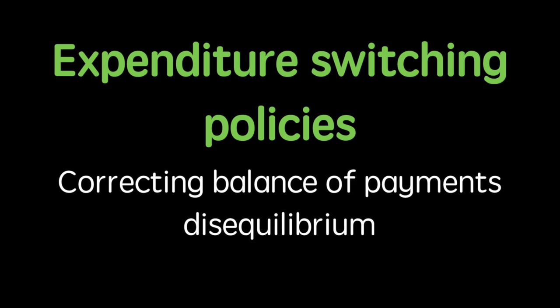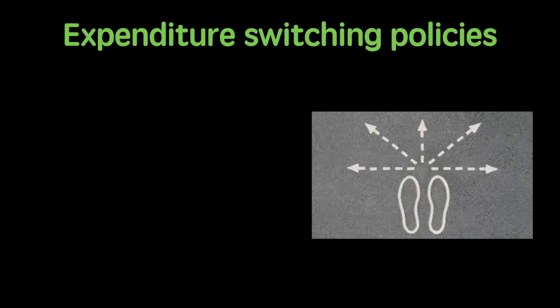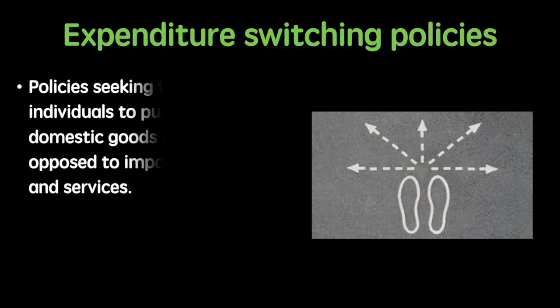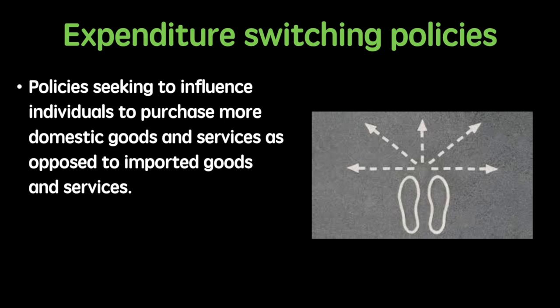In this video, we'll cover policies used to correct disequilibrium in the balance of payments. In particular, we'll look at expenditure switching policies and how they can be used to reduce a significant current account deficit. Expenditure switching policies are policies seeking to influence individuals to purchase more domestic goods and services as opposed to imported goods and services. The policies should result in less import purchases while maintaining overall spending levels. There should also be an increase in foreign purchases of domestic goods by overseas buyers.